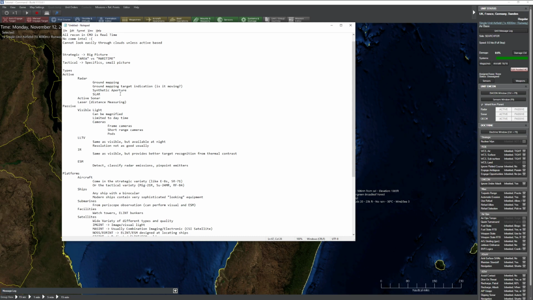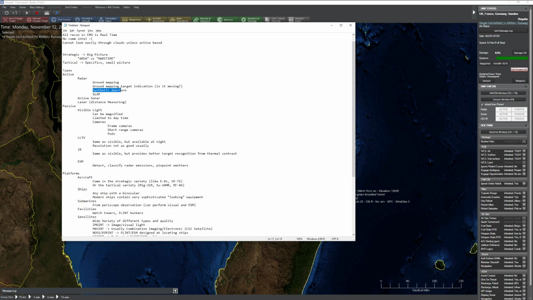So we have two different families of sensors. We have active, such as radar. That's your ground mapping radar, which we've had since World War II. You have your MTI, your GMTI, which is basically a Doppler filtered ground mapping radar. If it's moving, it becomes very visible. This stuff is spectacular, and it's pretty old school, but it works really well.